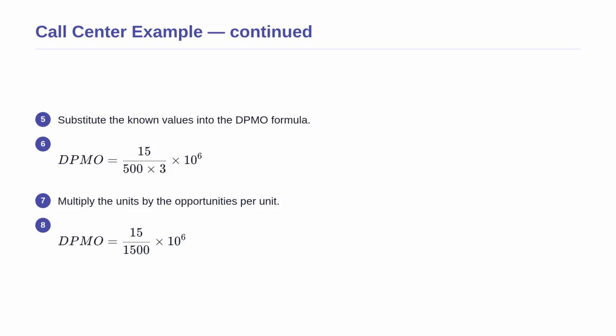Our first mathematical step is to perform the multiplication in the denominator. Multiplying 500 units by 3 opportunities per unit gives us 1,500 total opportunities for an error in this specific batch of calls. This means out of 1,500 chances to make a mistake, the team only made 15.